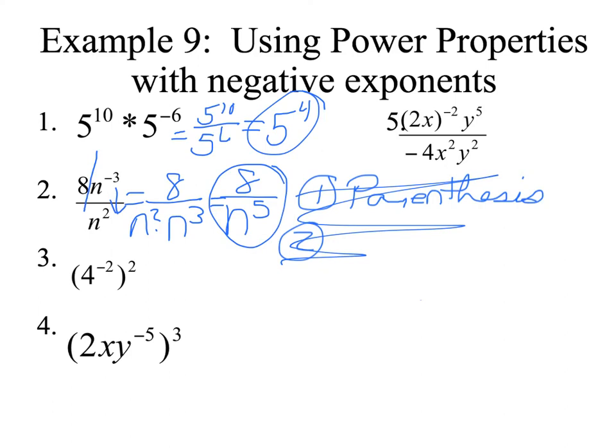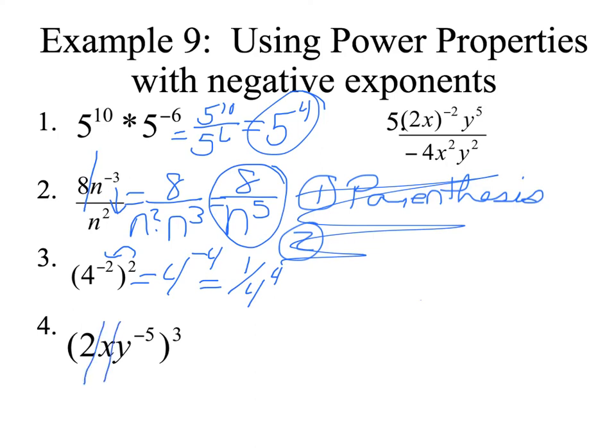Problem 3 is where we bring the parentheses into the problem. Remember that the number outside gets multiplied to each exponent inside the problem. So this becomes 4 to the negative 4th. Negative means you need to bump it to the other portion of the fraction. So this will become 1 over 4 to the 4th.